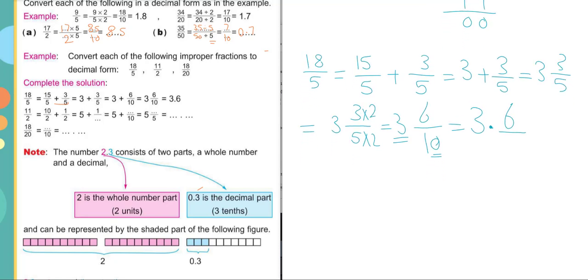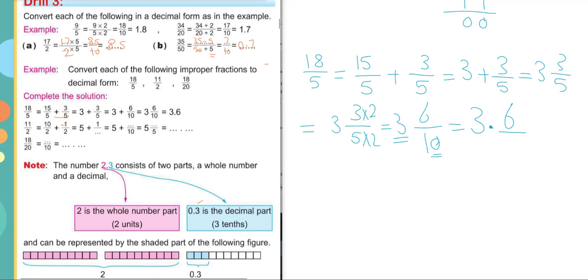The next one, 11 over 2. So decrease by 1, 10 over 2. Yes, 10 is divisible by 2, plus how many? 11 minus 10 equals 1. So here we put 1. Now 10 over 2 equals 5, and 1 over 2.